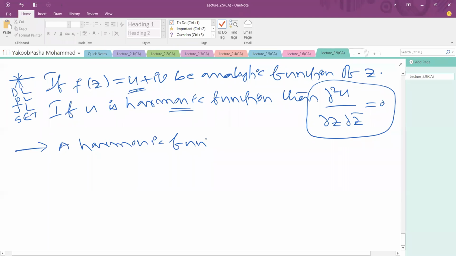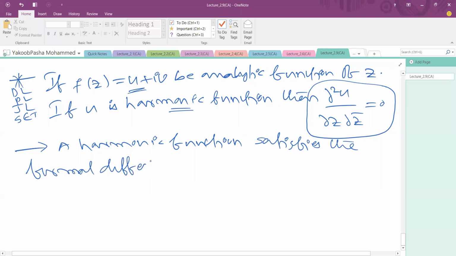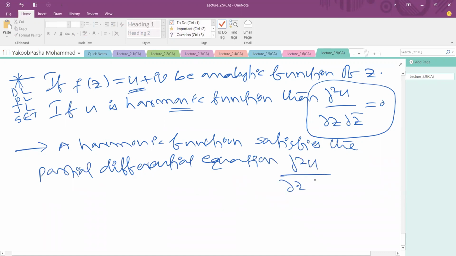That means a harmonic function satisfies the formal partial differential equation dou square u by dou z dou z bar is equal to 0. Very important results you have to observe.